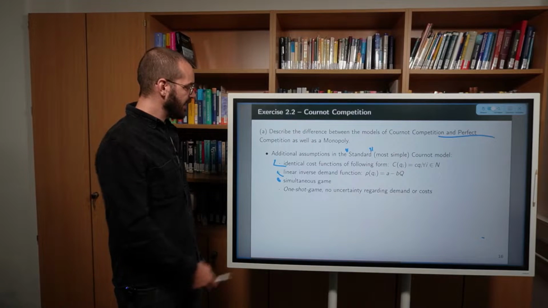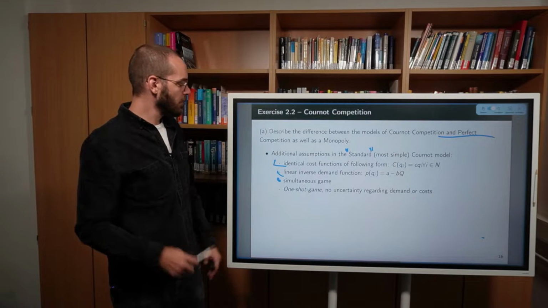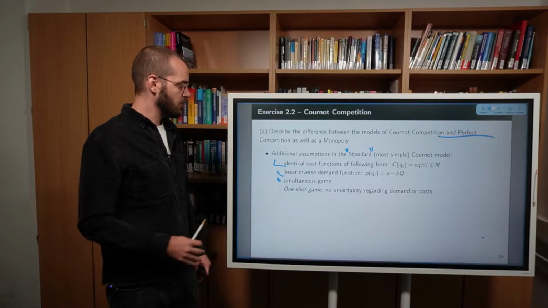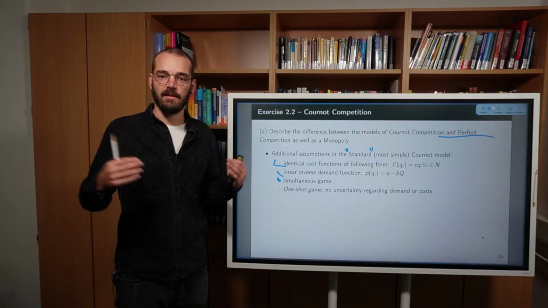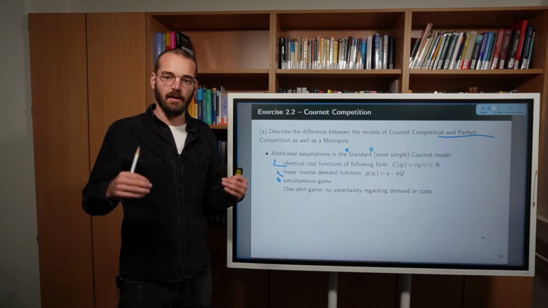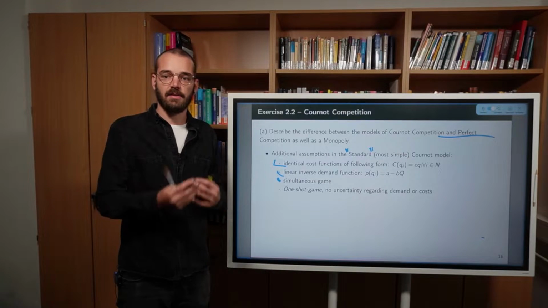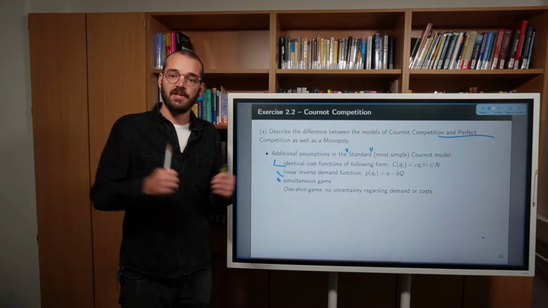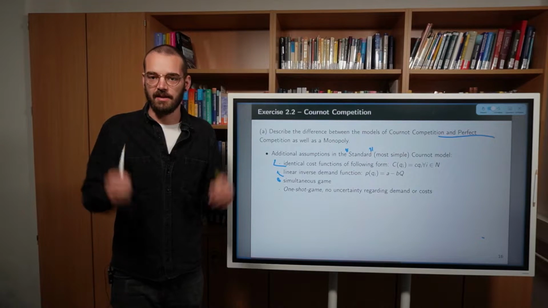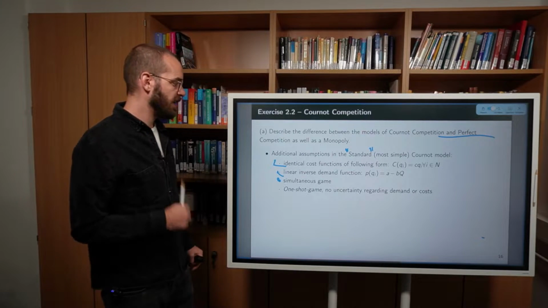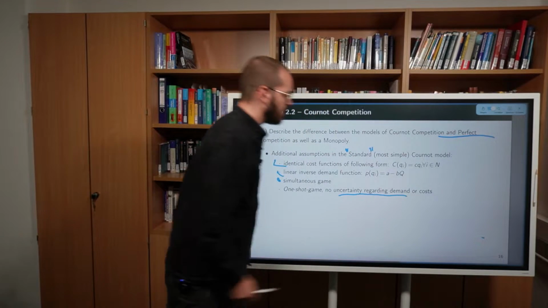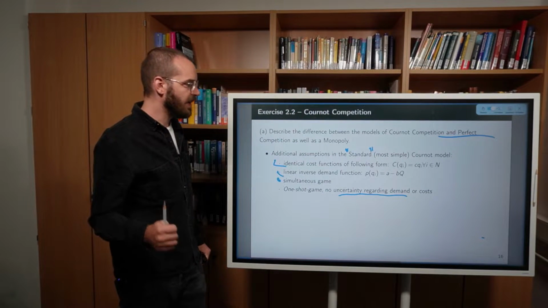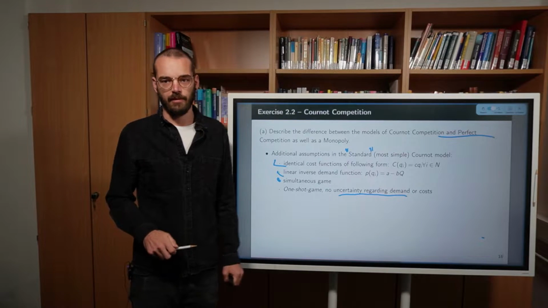And then finally, we assume it's a one-shot game, meaning there's only one single observation period, right? Firms choose their quantity, the market equilibrium materializes, and then the whole market is over. Okay, so one-shot game, no uncertainty and no information asymmetry regarding demand functions or the costs of all firms.